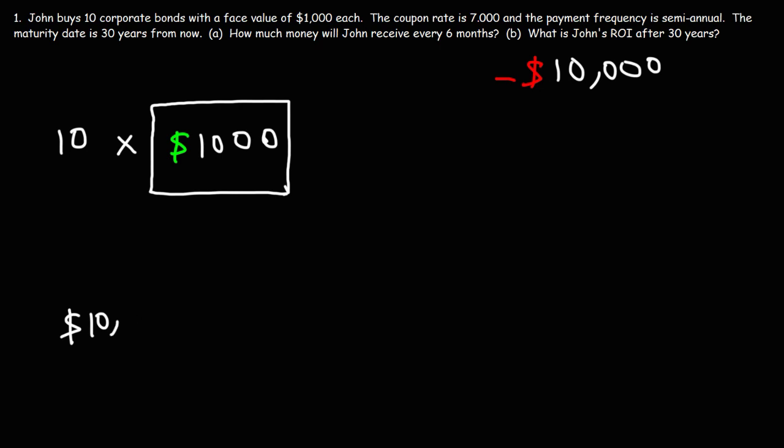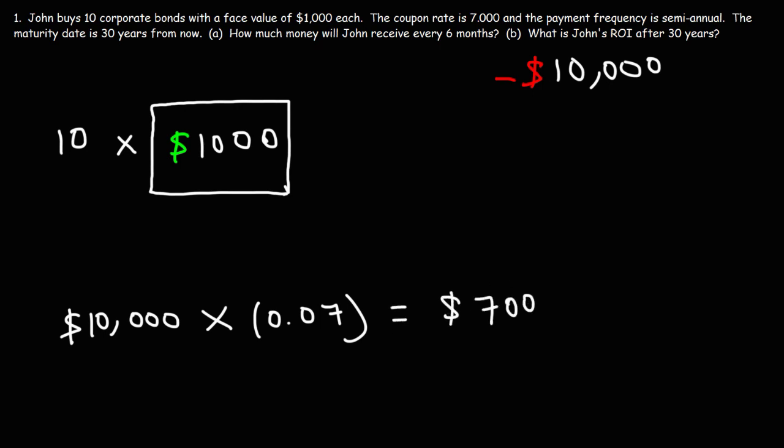So he invested $10,000, and if we multiply that by 7%, which is 0.07 as the decimal, you can get that number by taking 7 and dividing it by 100. His annual payment is $700 in interest. Now, most bonds have a payment frequency that is semi-annual. So he's going to receive 2 payments of $350 each. Simply take this number and divide by 2. So this is the answer for part A. That's going to be how much money he's going to receive every 6 months in interest payments.